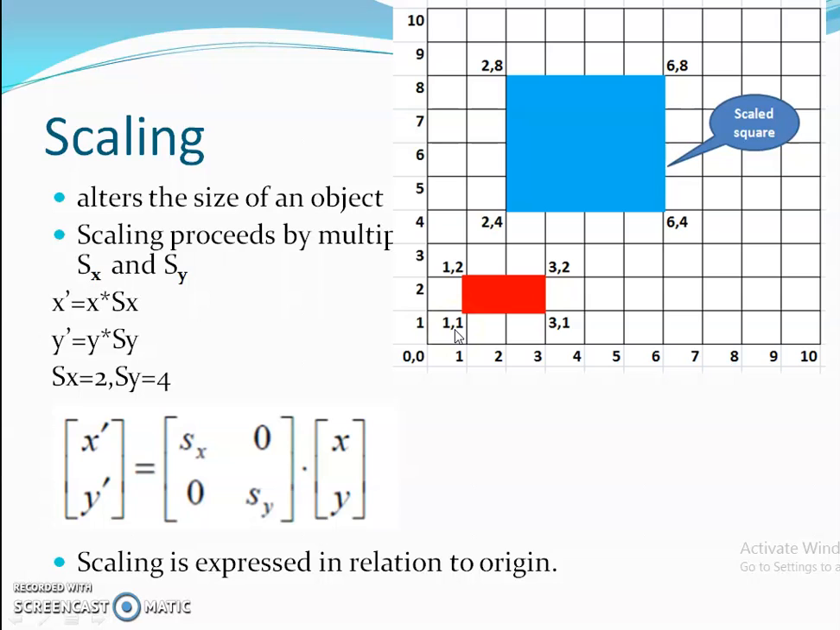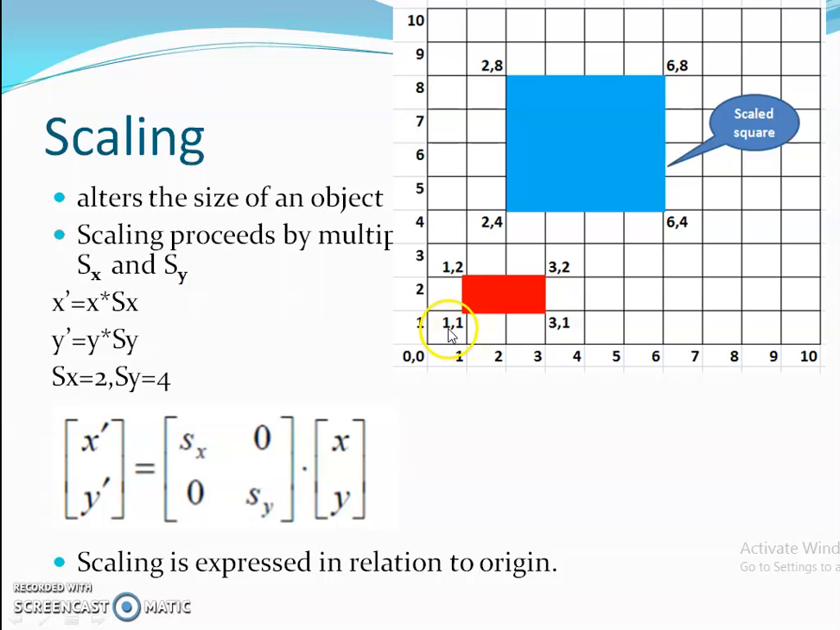Let's see an example. Whenever we draw the rectangle, we start from this point, move towards 3 comma 1, then 3 comma 2, then 1 comma 2, then 1 comma 1, and only then can I get the rectangle, or square, whatever it may be. So we need to scale all these positions. Let's take an example, Sx equal to 2 and Sy equal to 4. When I multiply the x and y coordinates, we get 1 into 2, comma 1 into 4.